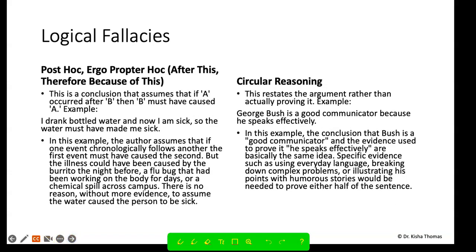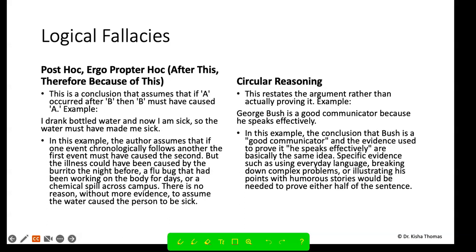Post hoc. This is a conclusion that assumes that if A occurred after B, then B must have been the cause. Example: I drank bottled water and now I'm sick, so the water must have made me sick. In this example, the author assumes that if one event chronologically follows another, the first event must have caused the second. But the illness could have been caused by the burrito the night before, a flu bug that had been working on the body for days, or a chemical spill across campus. There is no reason without more evidence to assume the water caused the person to be sick.